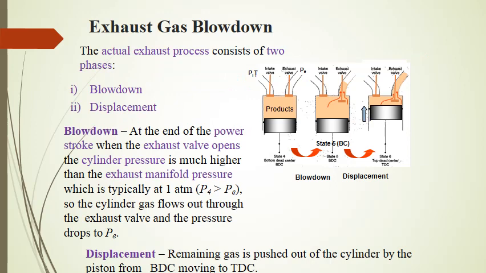Exhaust gas blowdown. The actual exhaust process consists of two phases: blowdown and displacement. As one can see from the figure, at the end of the power stroke, the exhaust valve opens and the cylinder pressure is much higher than the exhaust manifold pressure, which is typically at 1 atmosphere. Here P4 stands for the pressure inside the cylinder at the end of the expansion stroke, whereas PE denotes the pressure in the exhaust manifold. So basically, the pressure at the end of the expansion stroke is higher than the pressure in the exhaust manifold. So the cylinder gas flows out through the exhaust valve and the pressure drops to PE, that is, to the exhaust manifold pressure.